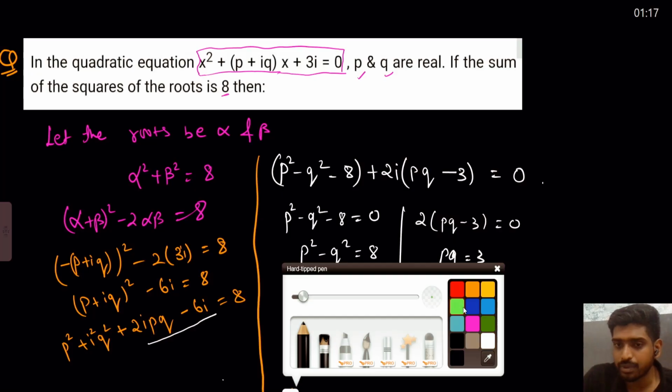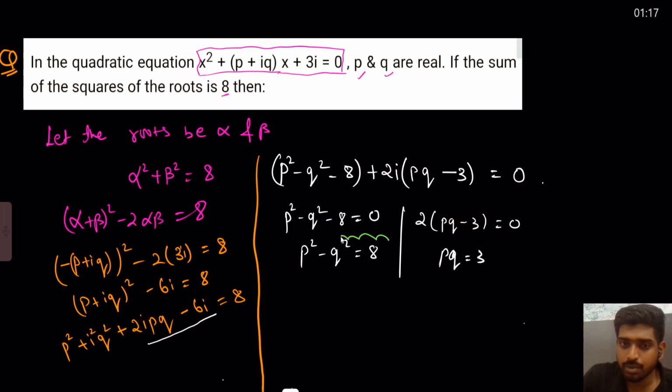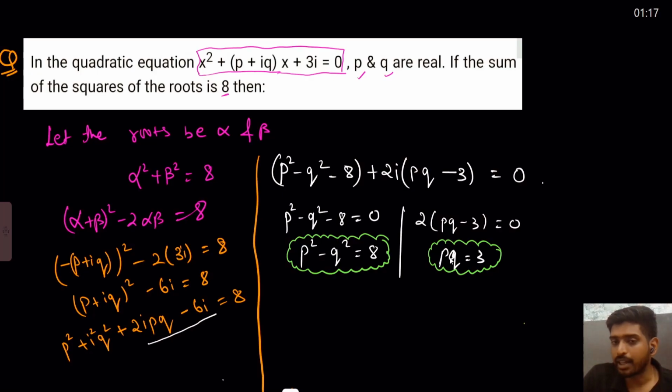Now observe these two carefully. p square minus q square is equal to 8 and p into q is 3. Tell me what is the value of p and q. From here you can write the value of p in terms of q or q in terms of p, then you can make a quadratic equation and solve. But by common sense also you can tell, right? p square minus q square is equal to 8. p into q is equal to 3. If p into q is equal to 3, tell me what are the possible values of p and q.